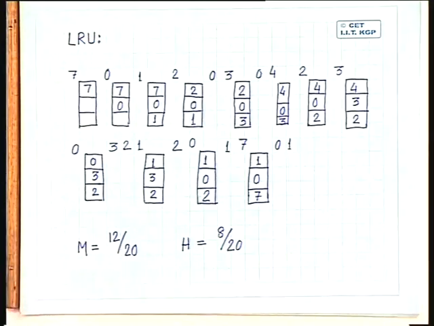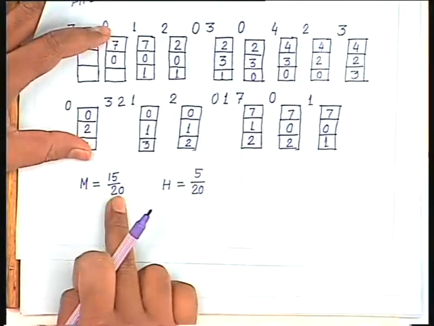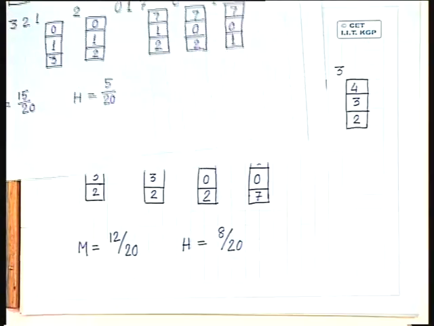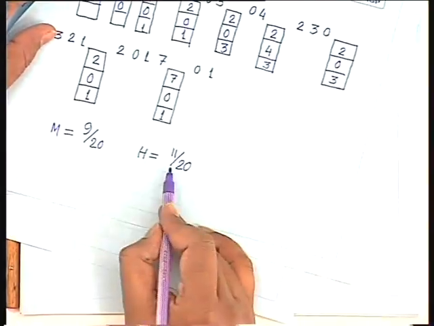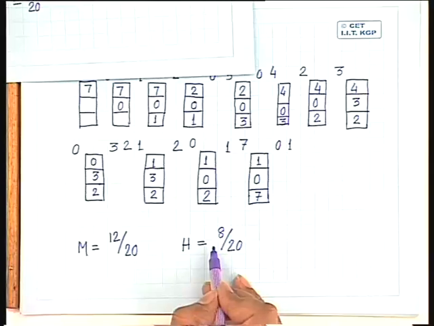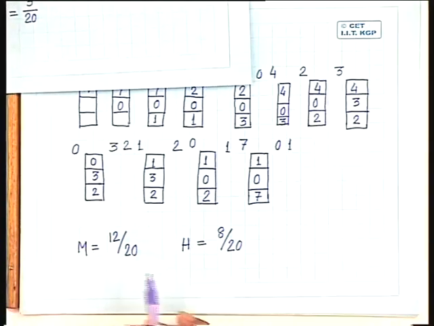So now you compare these 3. In case of FIFO, I had 15 misses, 5 hits. In case of optimal, I had 9 misses, 11 hits. In case of LRU technique, I have 12 misses and 8 hits. So you find that this LRU technique comes in between FIFO and optimal technique, where the performance is not as bad as FIFO and it is not as good as optimal. Of course, optimal technique is the best, beyond which we cannot go.